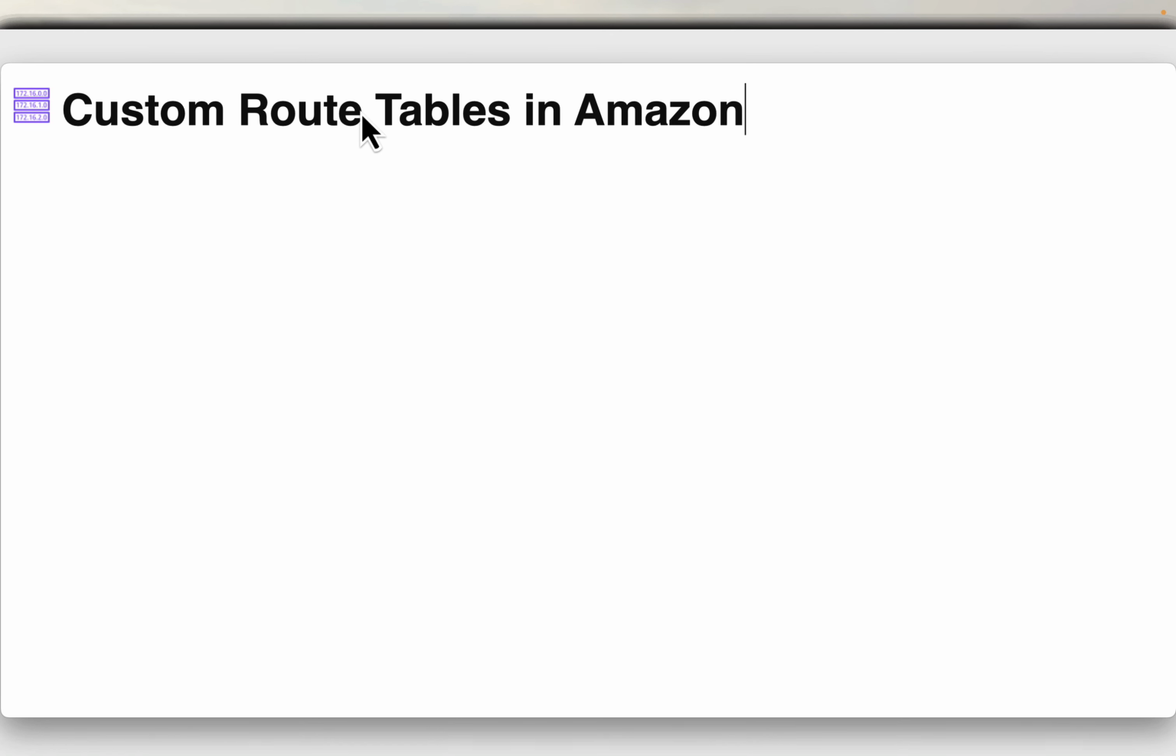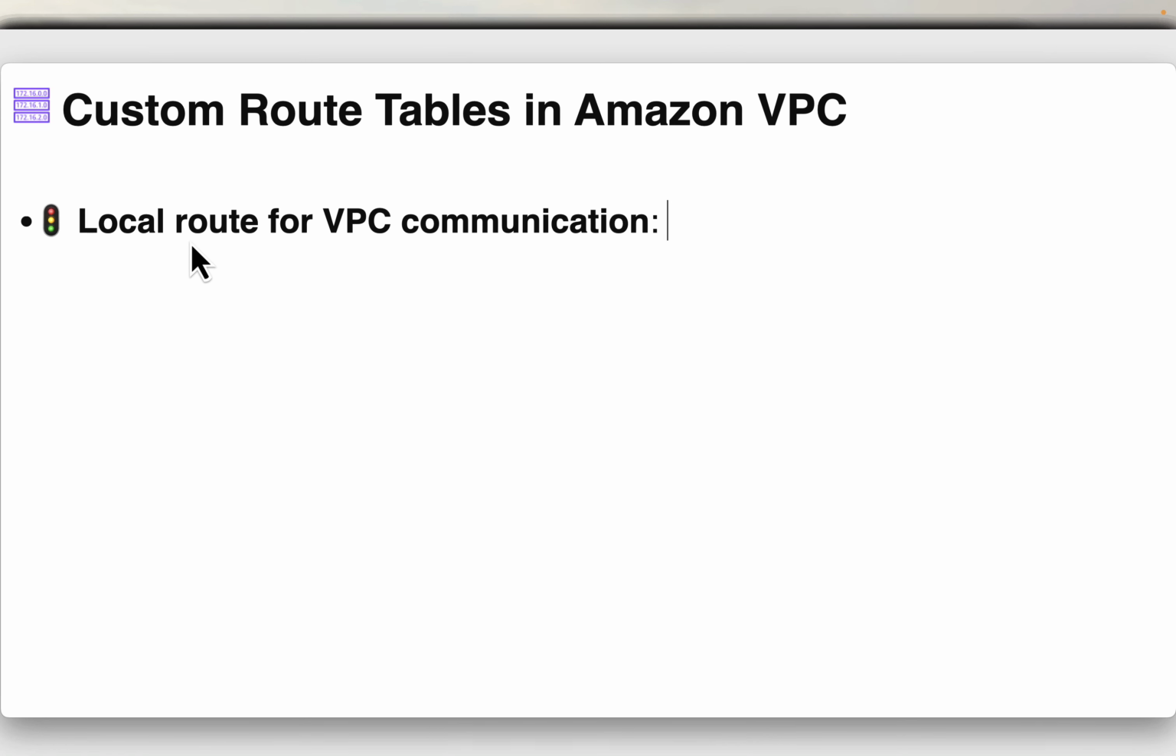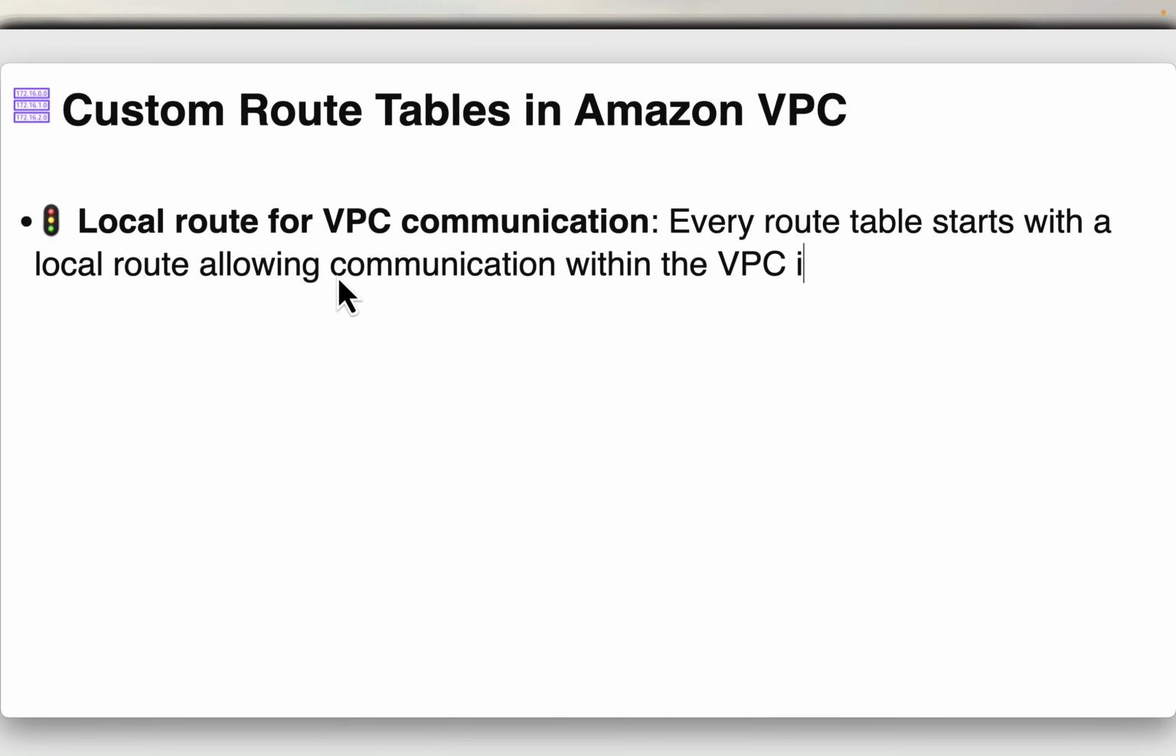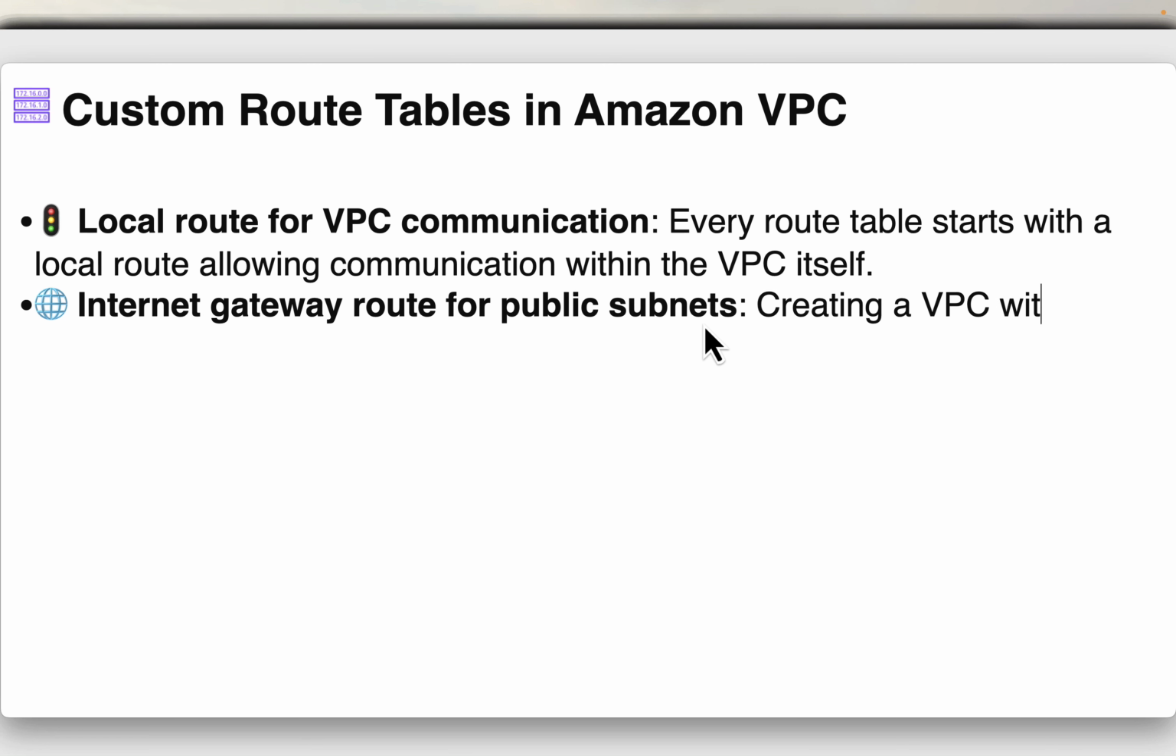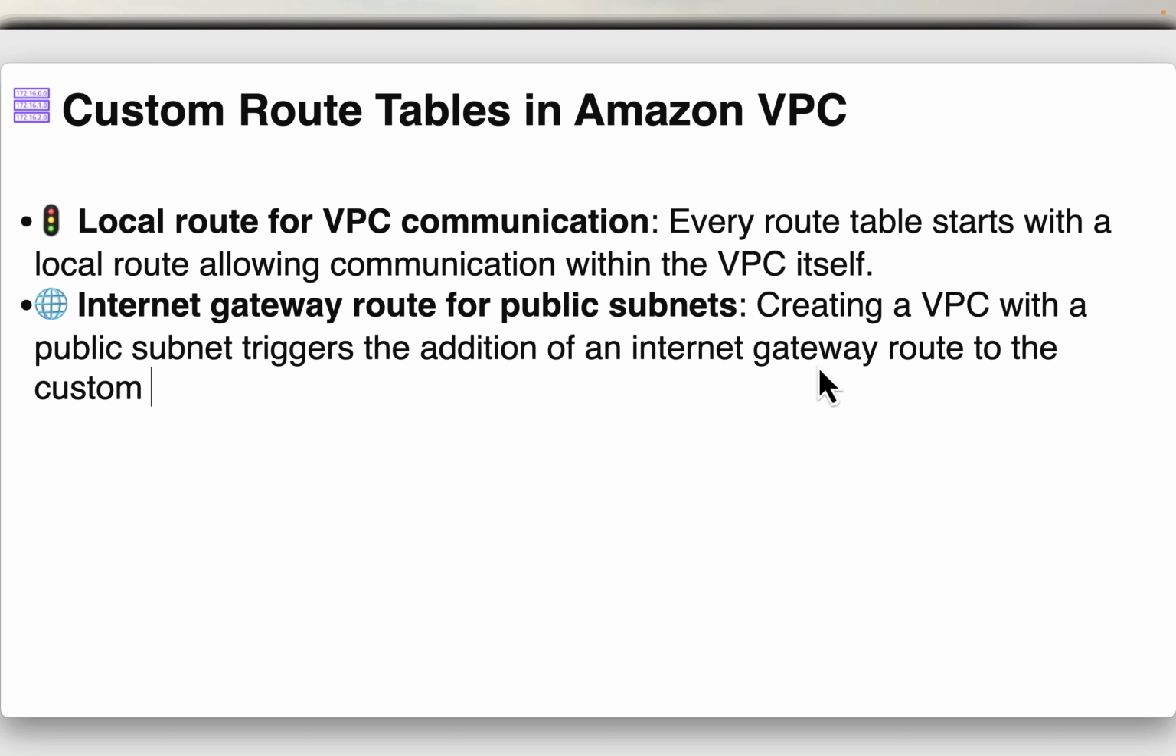So let's see custom route tables in Amazon VPC. Local route for VPC communication. Every route table starts with a local route allowing communication within the VPC itself. Internet gateway route for public subnets. Creating a VPC with a public subnet triggers the addition of an internet gateway route to the custom route table.